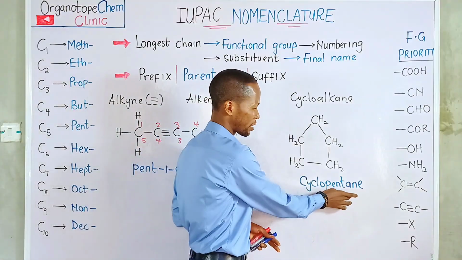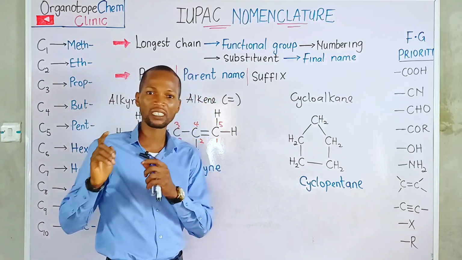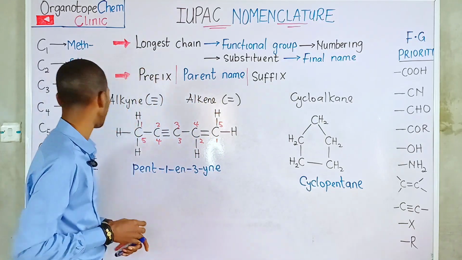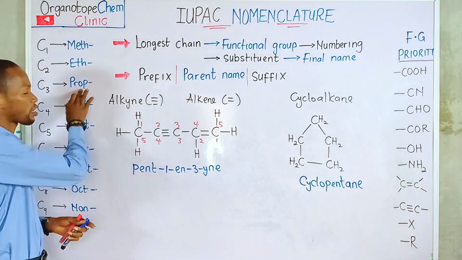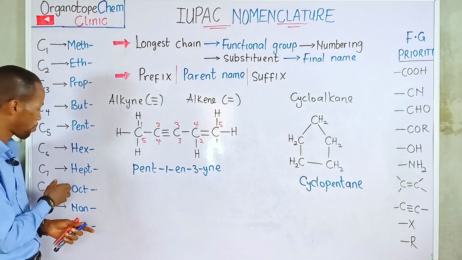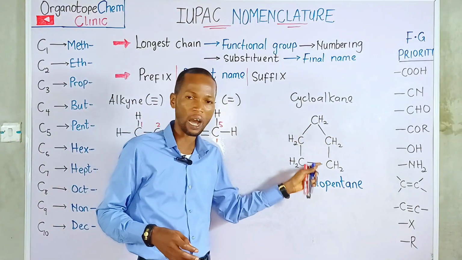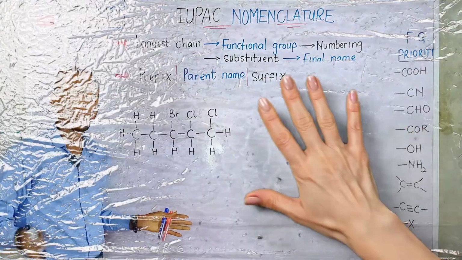So cyclopentane is a 5-membered ring cycloalkane. So what is a 4-membered ring cycloalkane called? That's right, it is cyclobutane. And when it is 3-membered, it is cyclopropane. And 8-membered, it will be what? Cyclooctane. So we have to count the number of carbon atoms in the cyclic compound. Make sense?